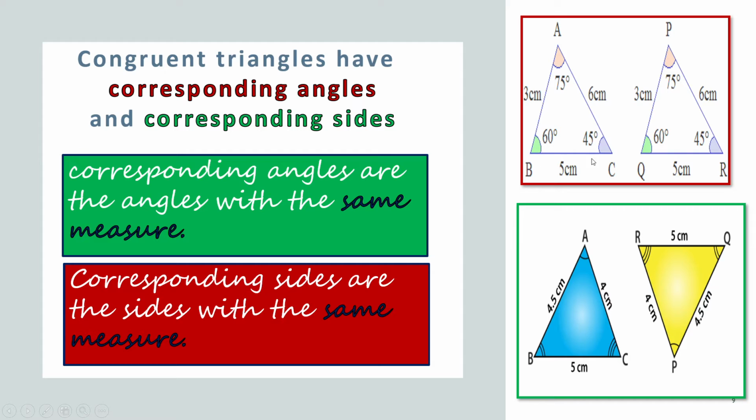And angle B is equal to 60 degrees and angle Q is also 60 degrees. So angle B and angle Q are corresponding. Likewise, angle C and angle R are corresponding angles. Let's see the sides. Corresponding sides are the sides with the same measure. The same thing you can see in triangle ABC and PQR. Side AB is the corresponding side of side PQ, and likewise BC is equal to QR and AC is equal to PR.